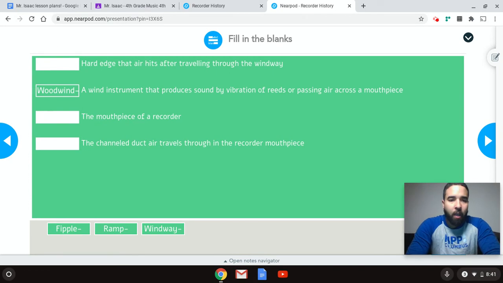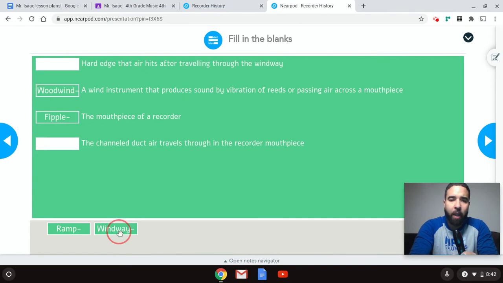Next one says the mouthpiece of a recorder. I could say windway, but we're going to try a different answer here. The channeled duct air travels through in the recorder mouthpiece. When we think about it, we had the little hole in there, and I don't think that was called the Fipple. I think the entire section was called the Fipple, which is a new word to me. I've never really heard that word used for recorder. But I remember Fipple as the mouthpiece because it's such an interesting word. I couldn't forget it. So I'm going to put Fipple as the mouthpiece of a recorder.